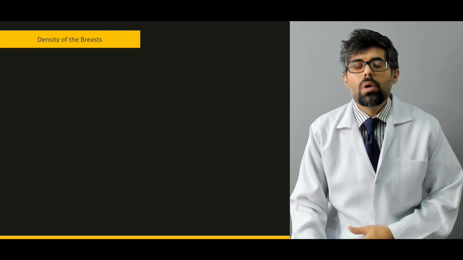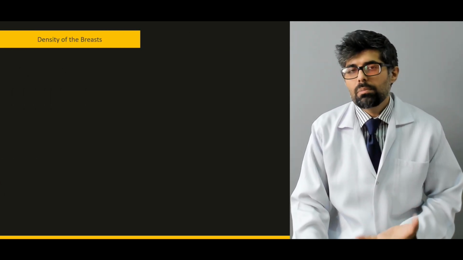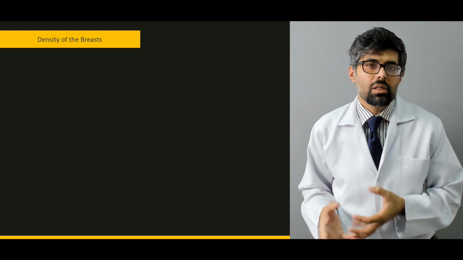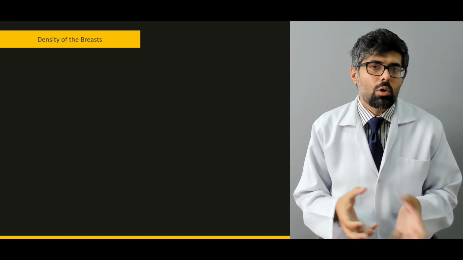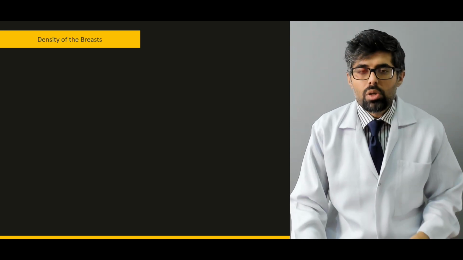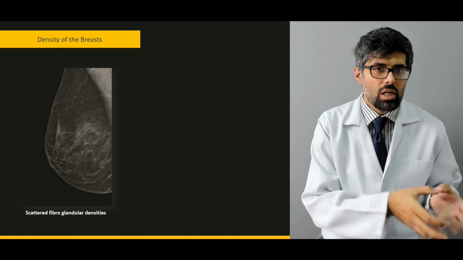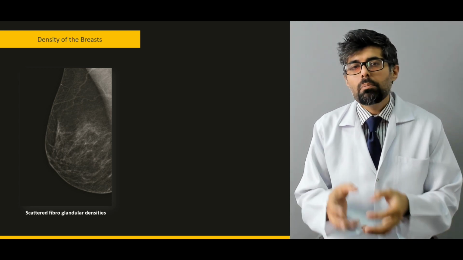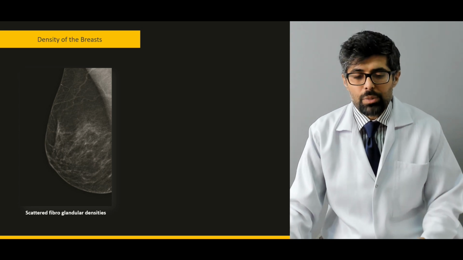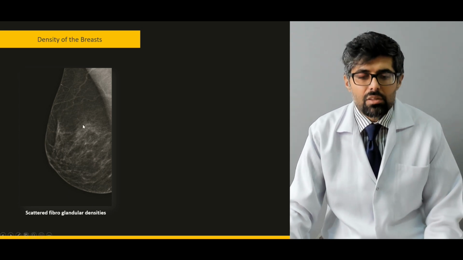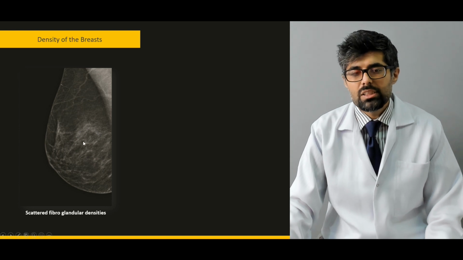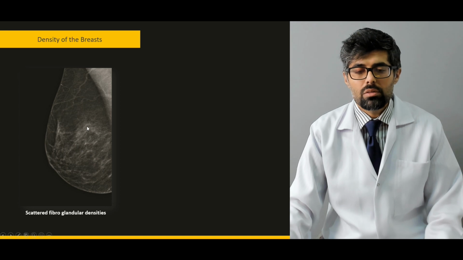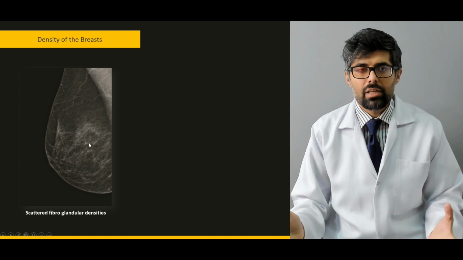Next, we'll learn about the densities of the breast. Now, when a standard screening mammogram is done, the breast has two kinds of densities. The first one is the fatty one, and the other is the fibronodular one. A normal breast, like in this picture here, has scattered fibronodular densities. It has both the fat and the fibronodular densities, which are scattered.